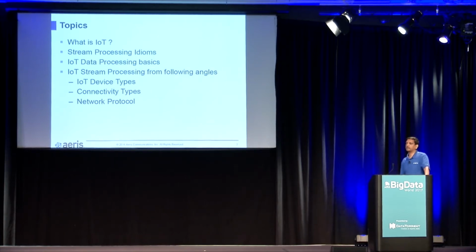I'm not going to be focusing on that. I'm going to be focusing on the aspects related to IoT device types, the connectivity type, and network protocol type. These are some of the things that you need to be aware of. Think about those, and apply those IoT aspects to a stream processing idiom. So we'll try to look at that together.